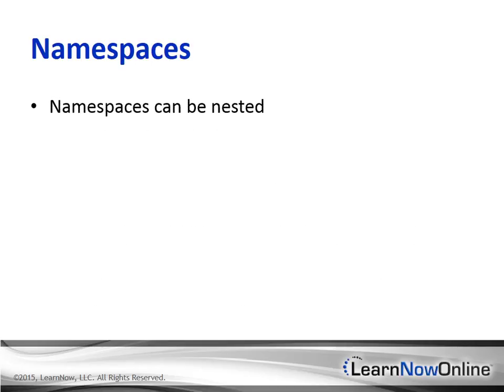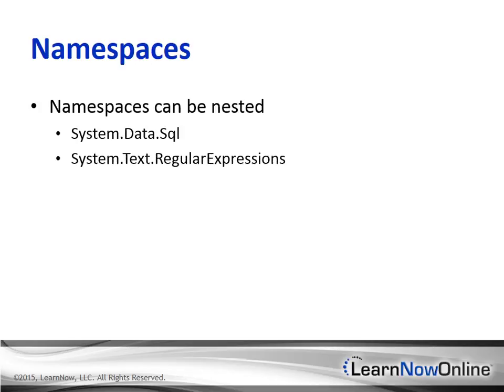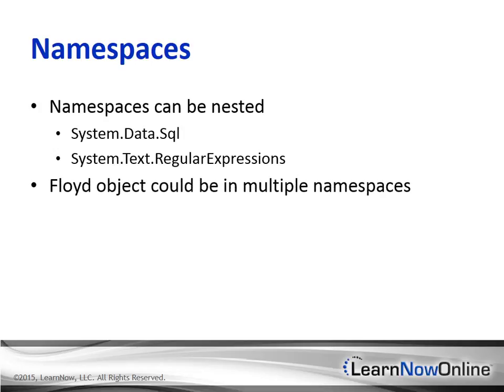Now, namespaces can be nested, so you'll encounter namespaces like System.Data.SQL and System.Text.RegularExpressions. Each period-delimited name drills deeper into the hierarchy. And each of these namespaces at any level could have an object, say, called Floyd, to pick a silly name, without conflicting with other namespaces.